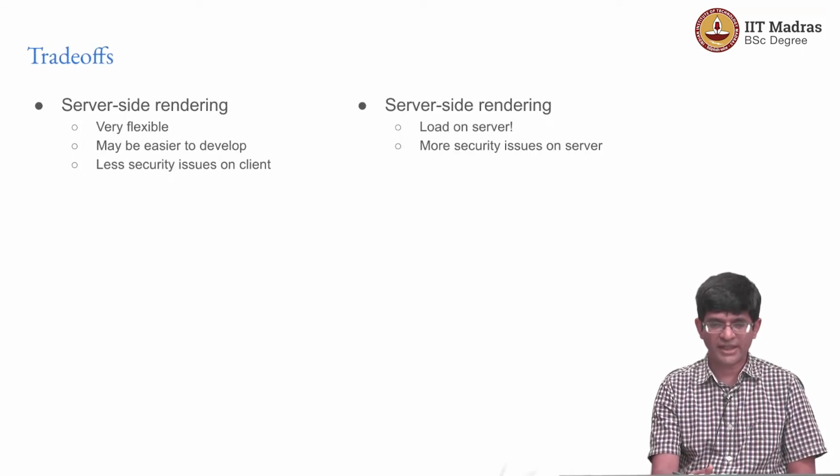Now there are obviously trade-offs, right? So what do we have? We have different modes in which we could operate. One of them is so-called server-side rendering, which is very flexible. It can be somewhat easy to develop simply because you have some standardized templates, and all that you need to do is add the extra data which is required for each page that you want.